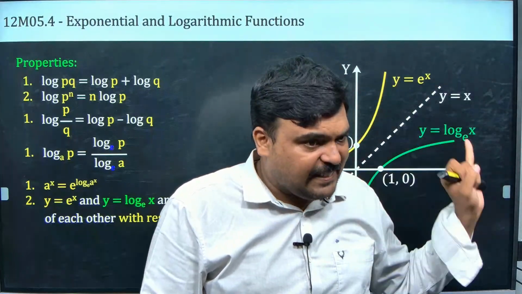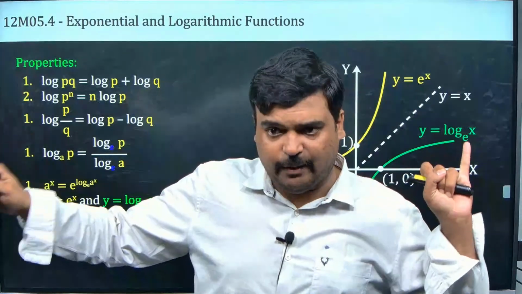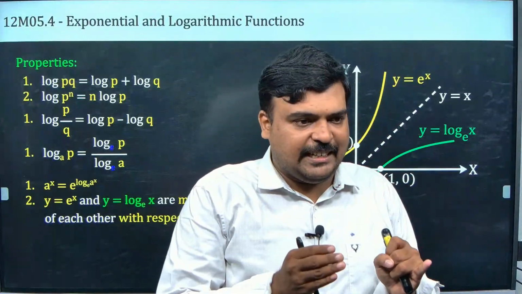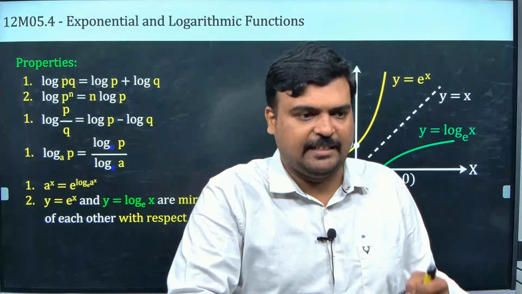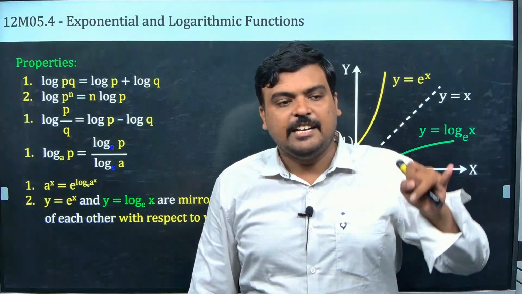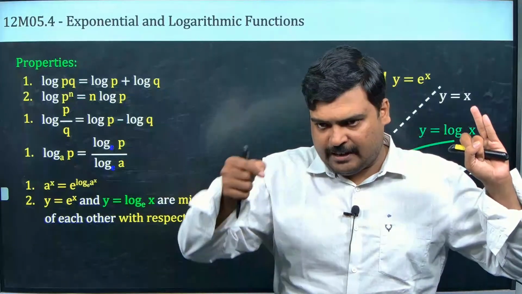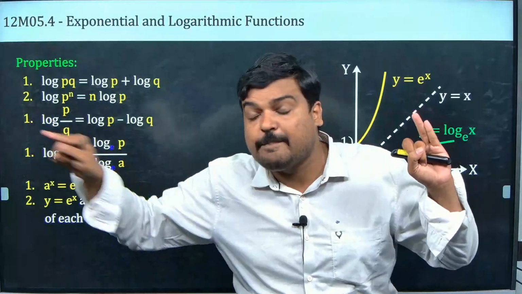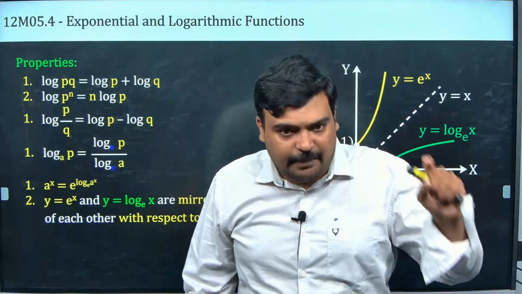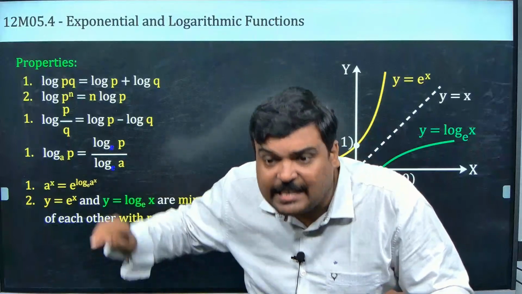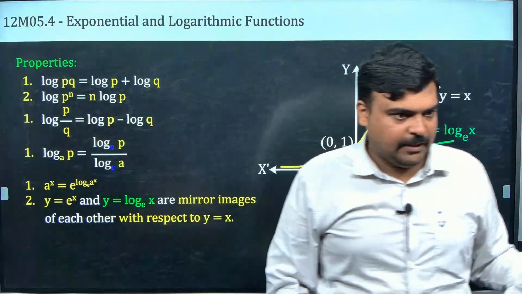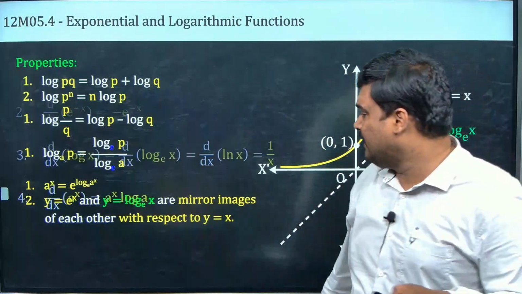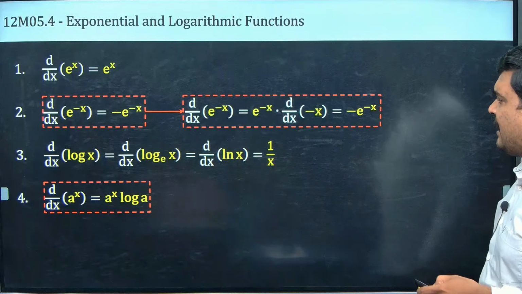Product law says that log pq will be equal to log p plus log q. I'll show how some complex function can be made easy using log. Log of p by q can be written as log p minus log q. Similarly, log p power n can be written as n log p. These 3 formulas are as of now enough. We can go for this.